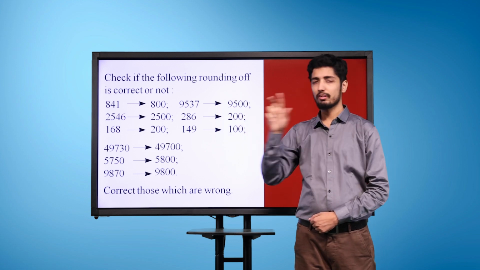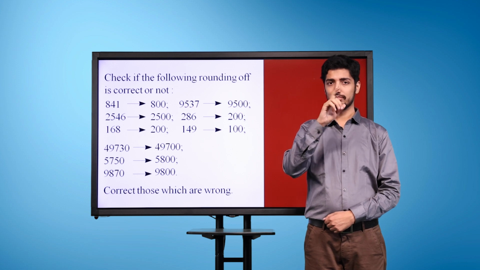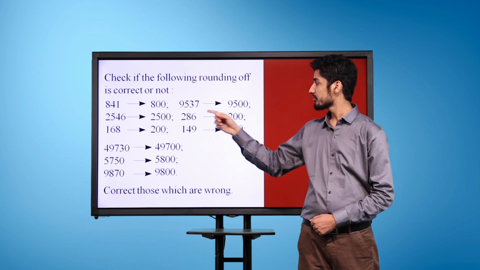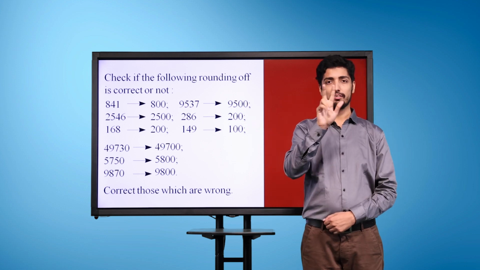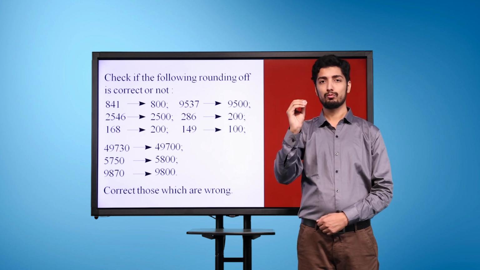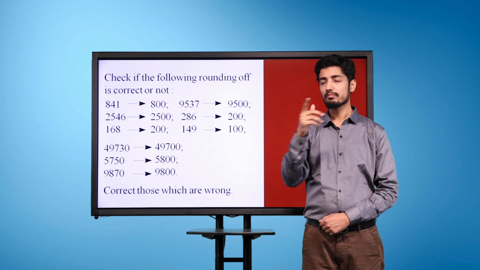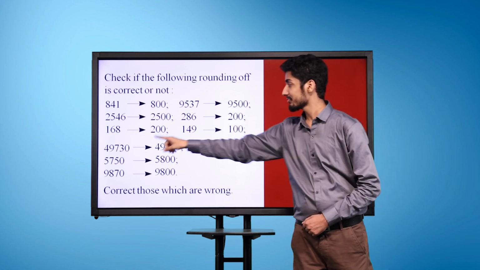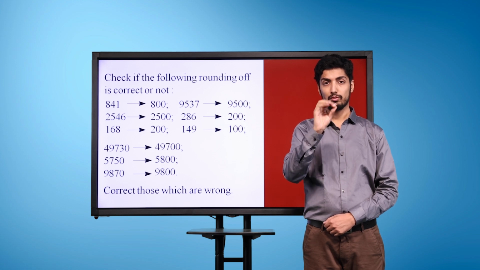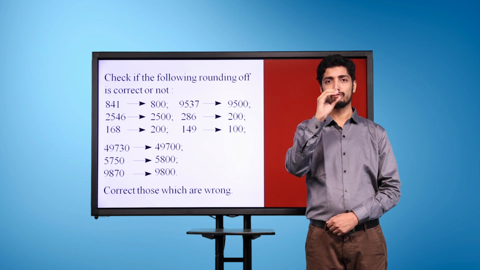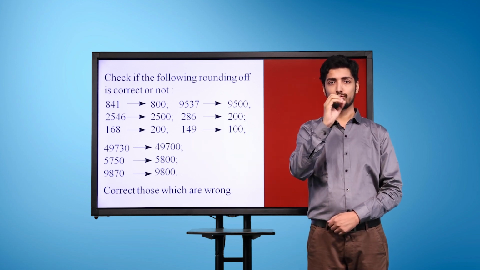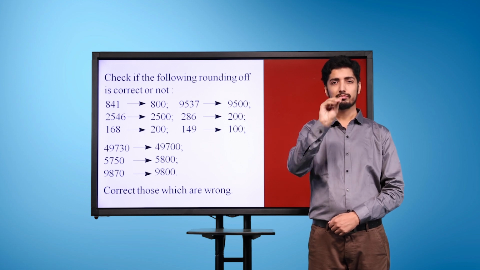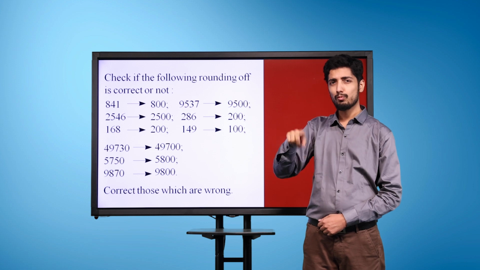841 as 800. 9,537 as 9,500. 2,546 as 2,500. 286 as 200. 168 as 200. 149 as 100. 49,730 as 49,700. 5,750 as 5,800. 9,870 as 9,800. Correct those which are wrong.